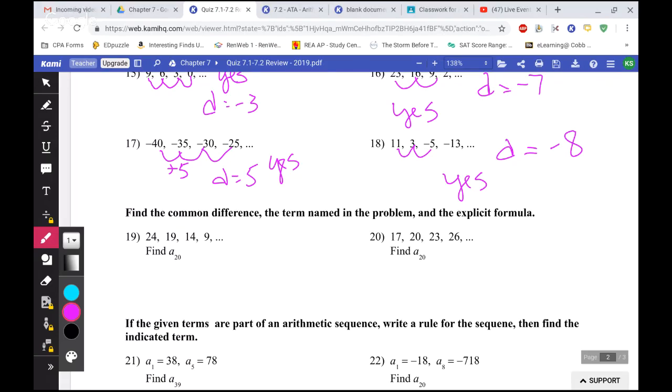But I tried to make the quiz review as similar to the quiz as I possibly could. But harder. Yeah, some of them are definitely harder for sure.